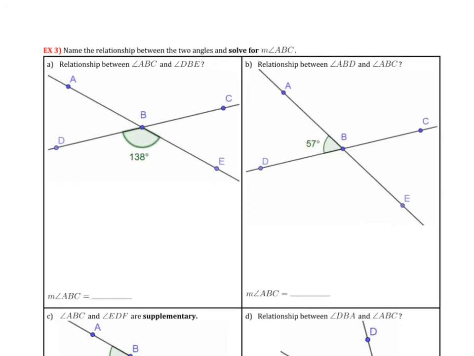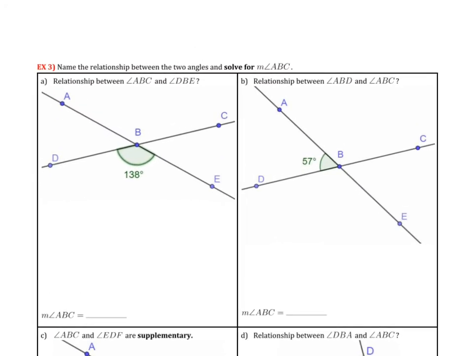All right, so in this particular problem, it's asking us to name the relationship first between the two angles, and then we need to solve for the measure of angle ABC. So in part A, it's asking us for the relationship between angle ABC and angle DBE. Angle DBE has already been marked. It is right here, angle DBE, tracing it with my pencil. Angle DBE is 138 degrees. Now, angle ABC is this angle right over here.